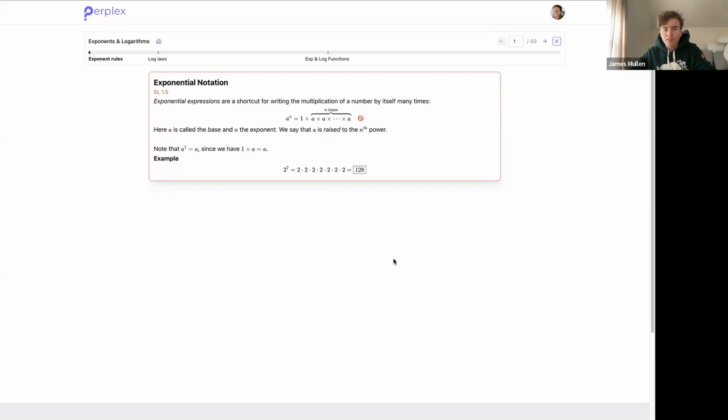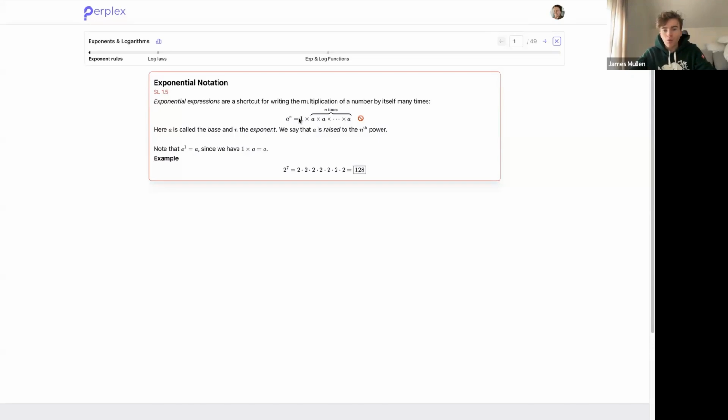So what are exponents? Let's start with something very, very basic. Exponentials are just a shortcut for writing multiplication of a number by itself many, many times. In the same way that we defined multiplication as a way of repeating addition, 2 plus 2 plus 2 plus 2 is 2 times 4, you're going to do something similar here with exponents. If I have a times itself n times, I'm going to call that a to the power of n.